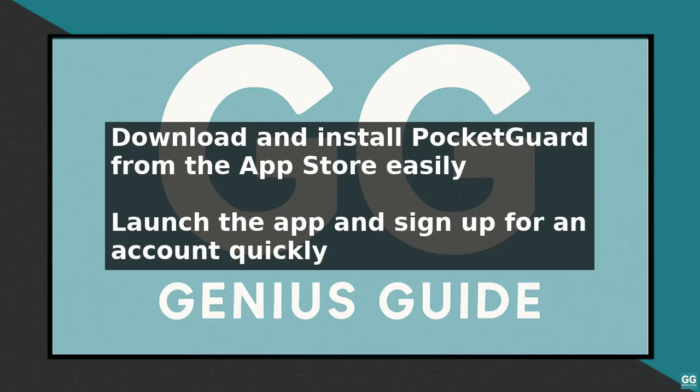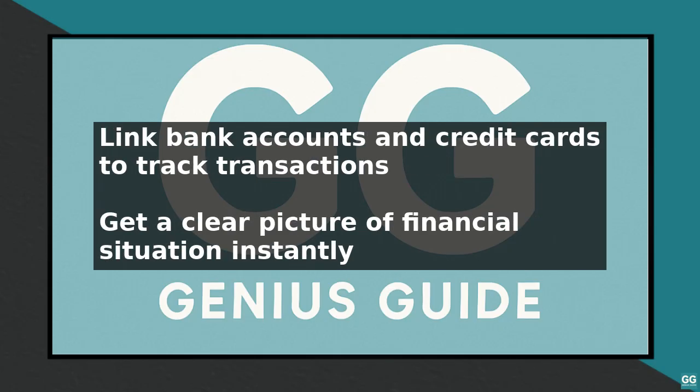Once installed, launch the app and sign up for an account. You can sign up using your email address, Google, or Facebook account. After signing up, you will be asked to link your bank accounts and credit cards to the app. This will allow Pocketguard to track your transactions and provide you with a clear picture of your financial situation.